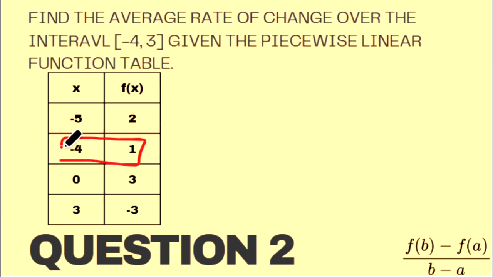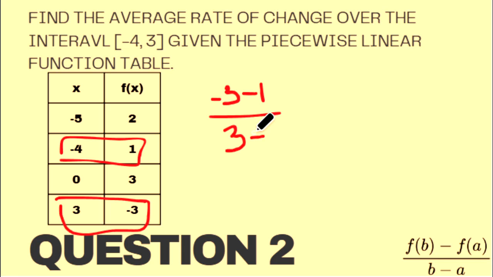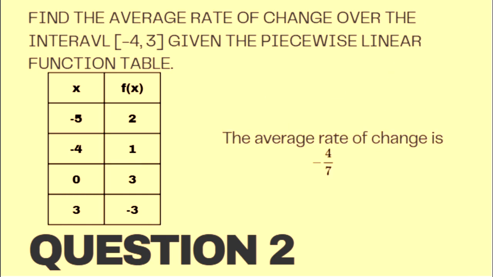Okay, here is our first coordinate. Here is our second coordinate. Come on, Bob, we can do this. F of b is negative 3. F of a is 1. B is 3. A is negative 4, but it becomes positive because we're subtracting. Negative 3 minus 1 is negative 4. 3 plus 4 is 7. So your average rate of change should be negative 4/7. Hallelujah, I got it right.